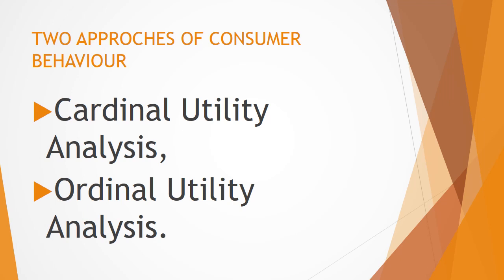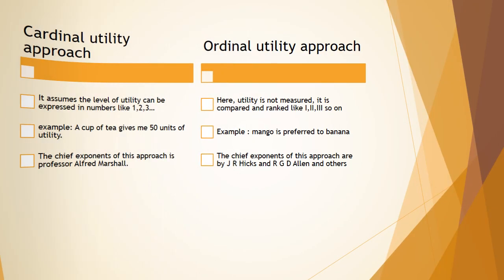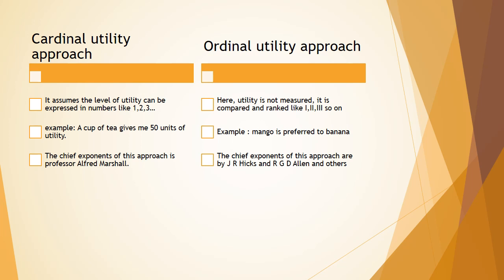The consumer behavior can be studied in two different approaches. One is cardinal utility analysis, the other is ordinal utility analysis. According to the cardinal utility approach, utility or satisfaction from a good can be measured with the help of imaginary numbers like 1, 2, 3, 4 and so on.